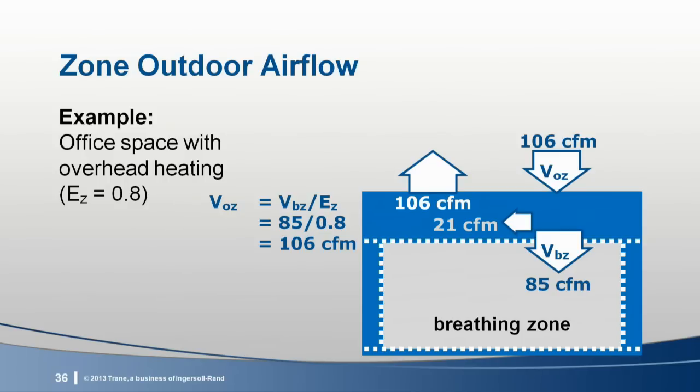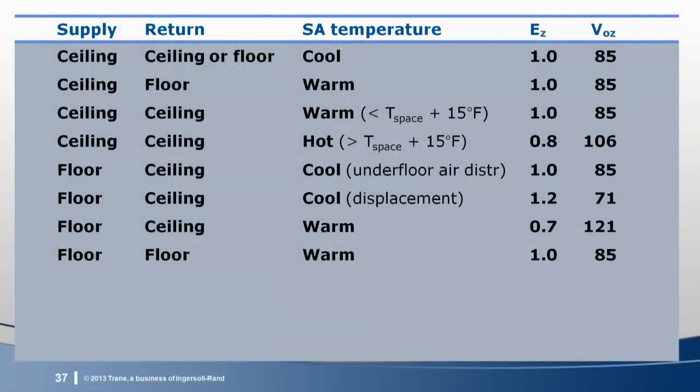In this mode, 21 CFM of outdoor air bypasses the breathing zone altogether. This next slide compares the various methods of distributing air to the zone and how the default values for air distribution effectiveness impact zone outdoor airflows for our office example. First, notice that E sub z for most common configurations is 1.